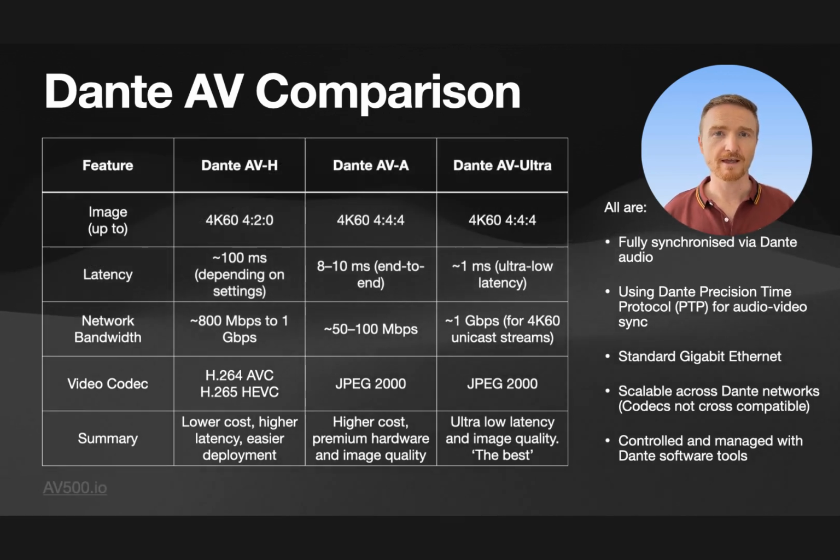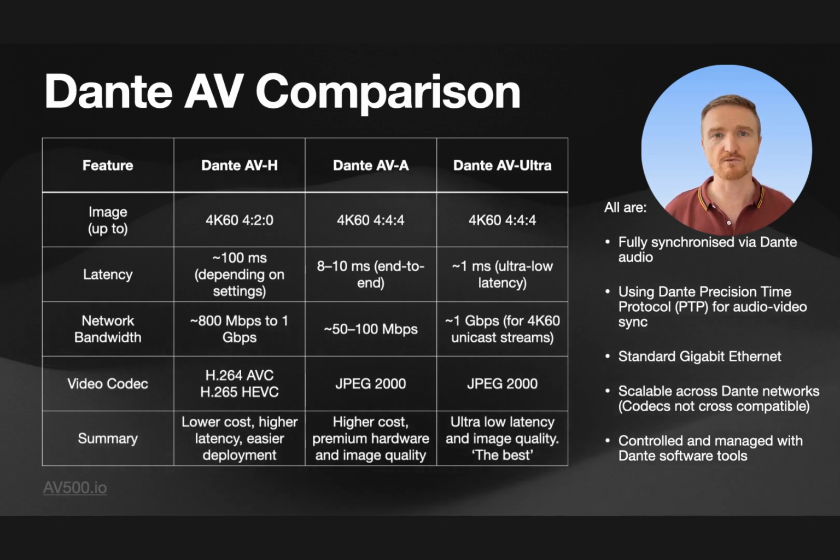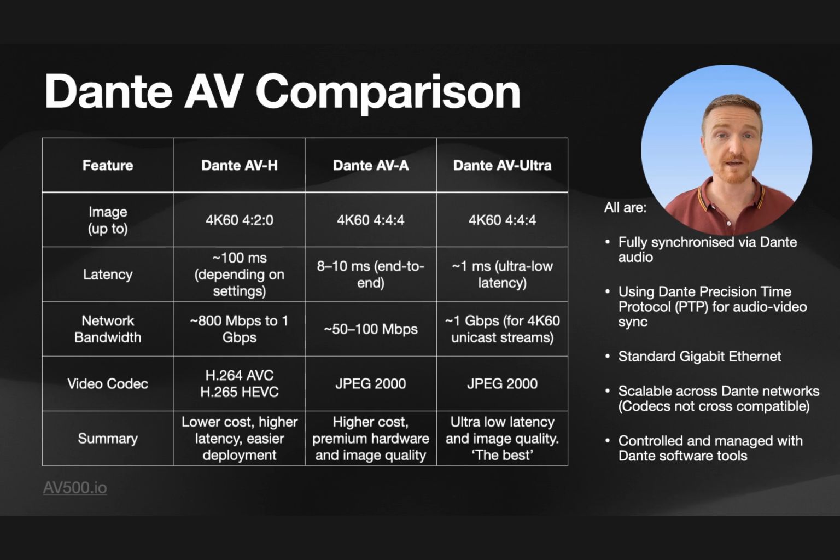So in summary, Dante AV-H is more cost effective if you're willing to sacrifice some latency, and leveraging the H.264, H.265 codecs is compatible with a much larger range of products. Dante AV-A is great for high quality medium latency applications, leveraging the JPEG 2000 codec with full Dante audio video synchronization. And Dante AV Ultra is for ultra low latency applications with near zero compression artifacts, where really you're looking for the best of the best.